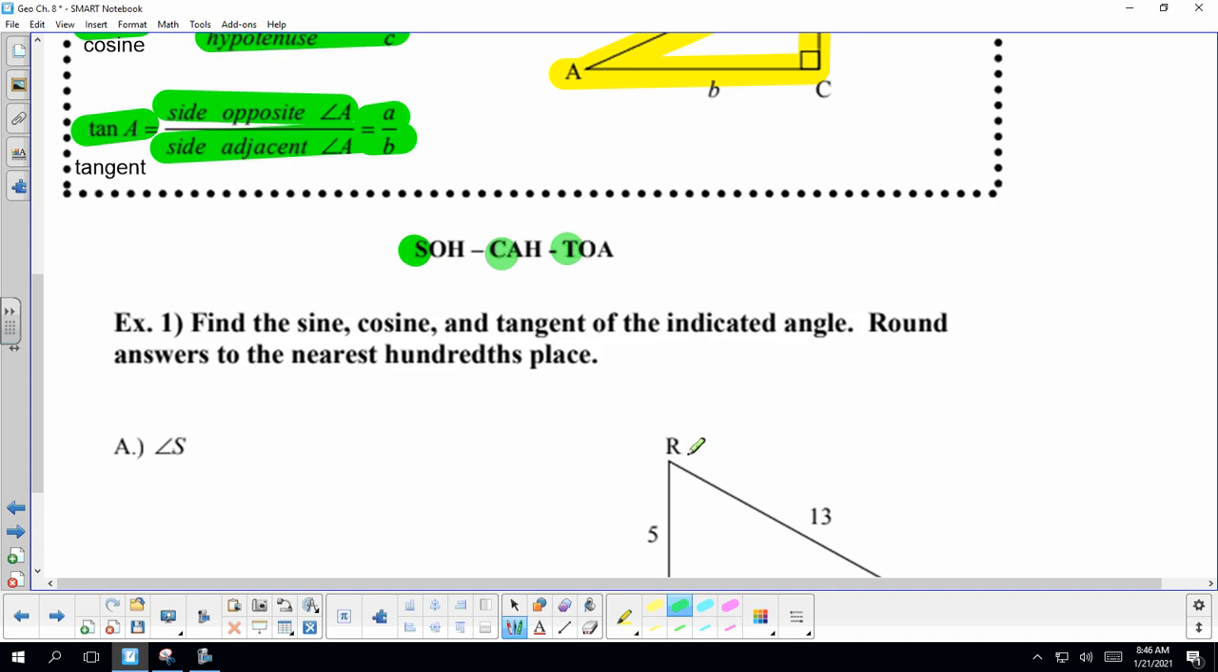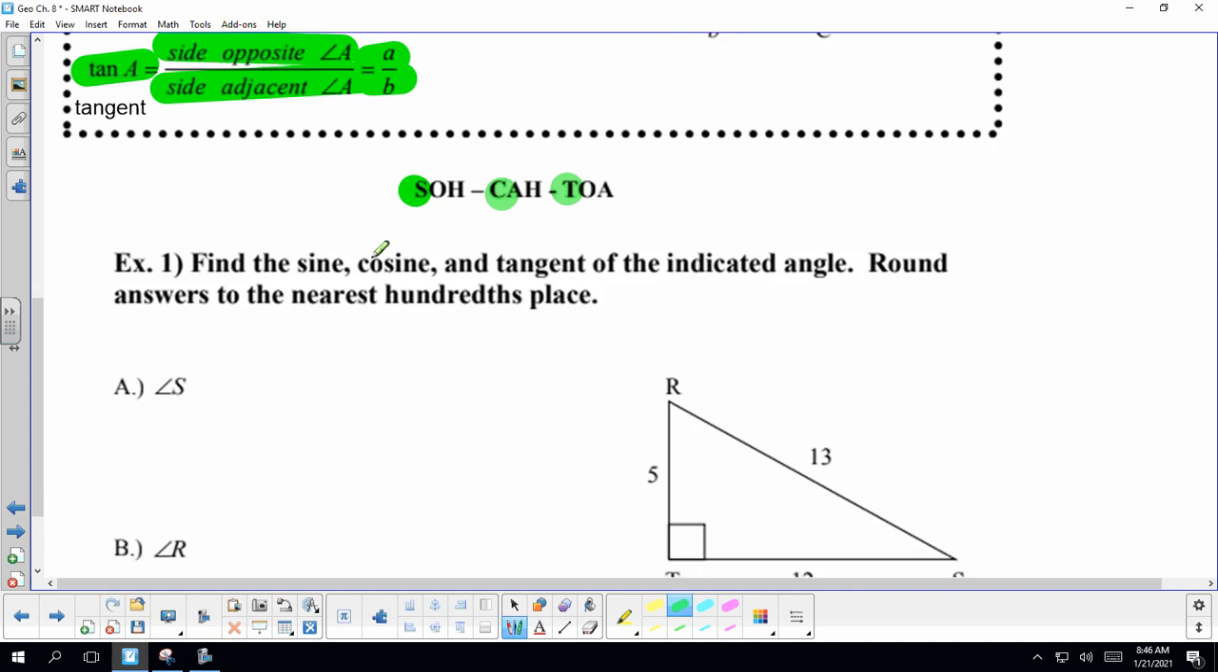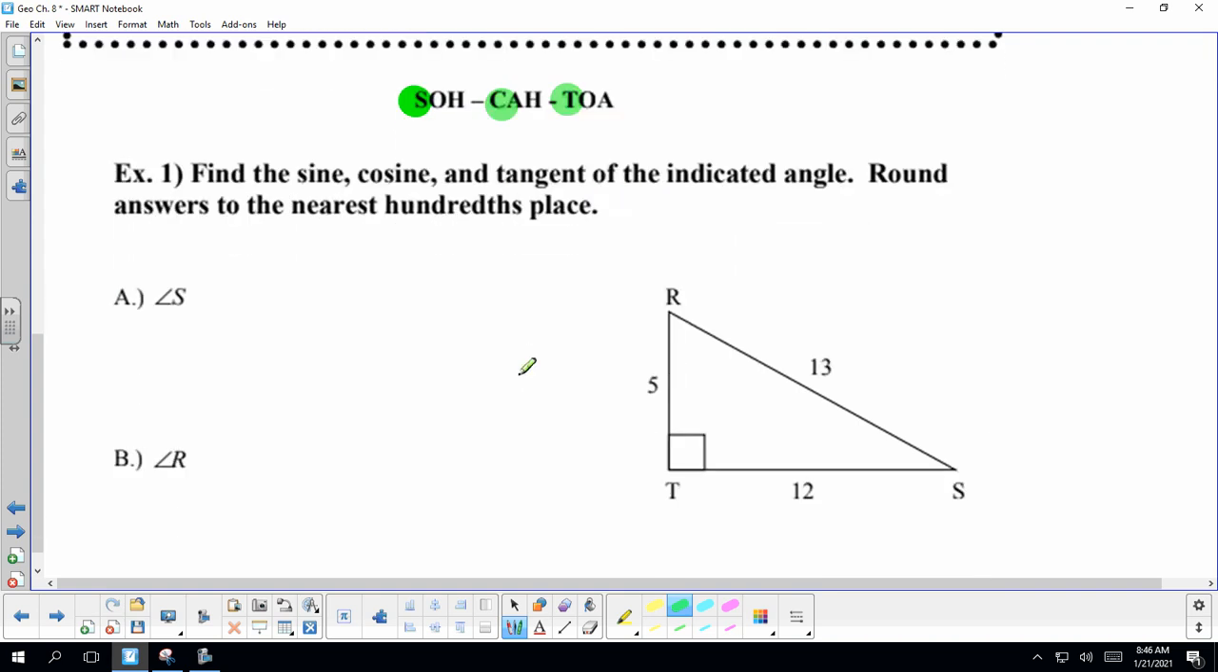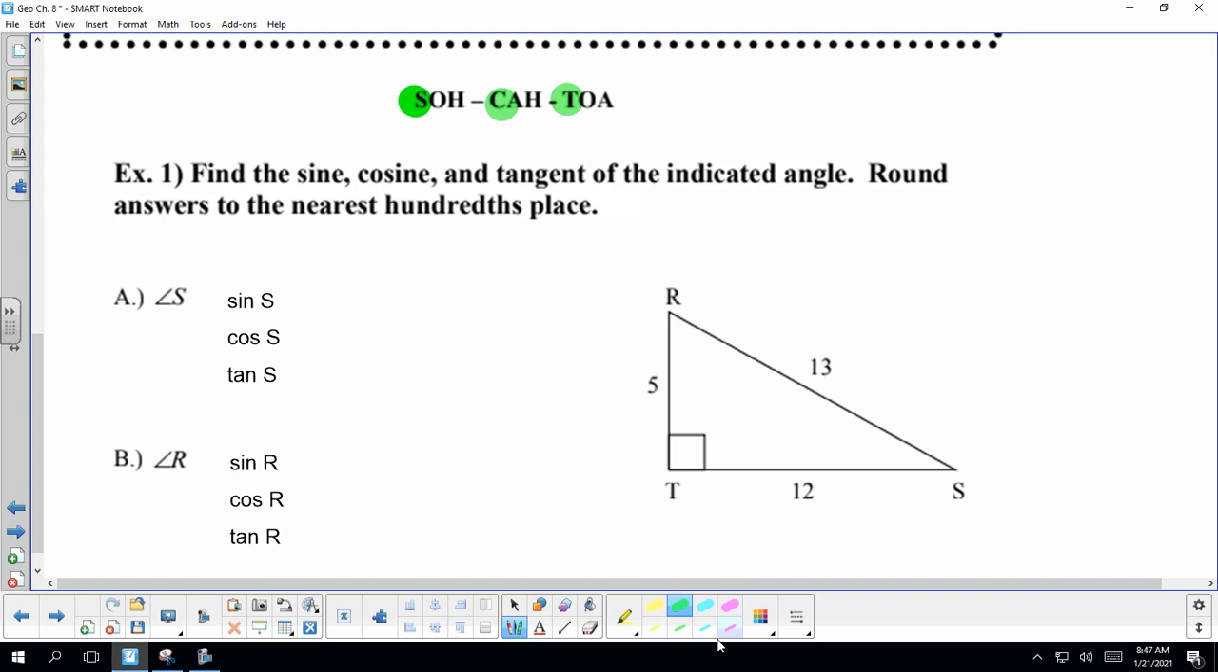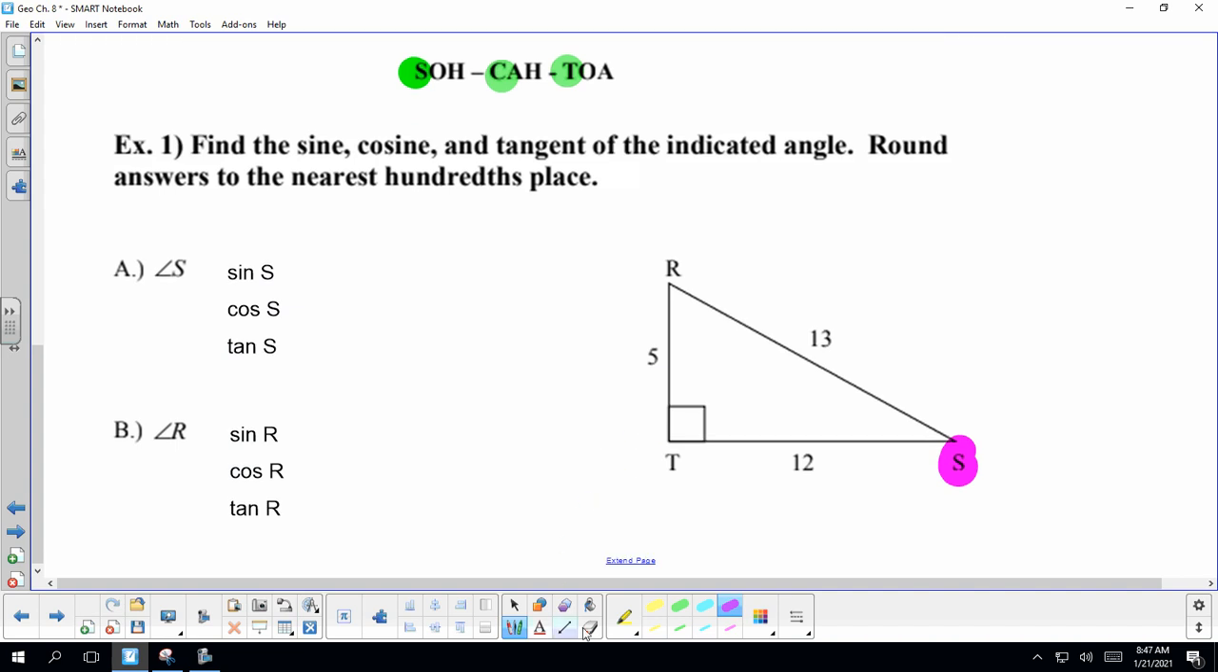Okay, so it says find the sine, cosine, and tangent of the indicated angle. Round answers to the nearest hundredths place. Okay, so we're going to do this twice. The first time we are going to look at angle S. So let's label our triangle, and just for fun, I'll show you my little man. This is why we did the little man drawing. So if you make a little stick drawing, here's our man. Hey guys.